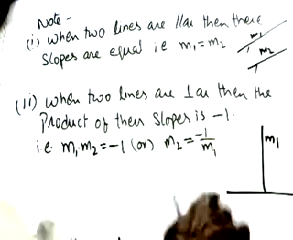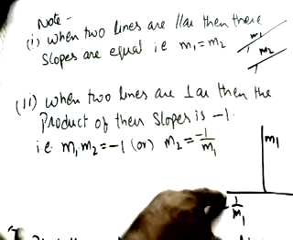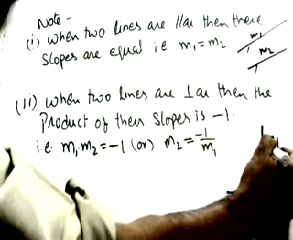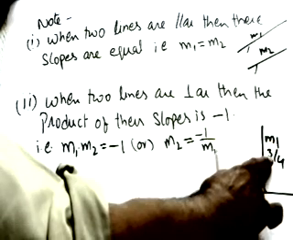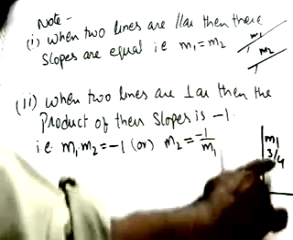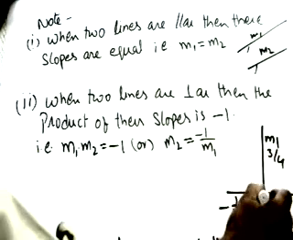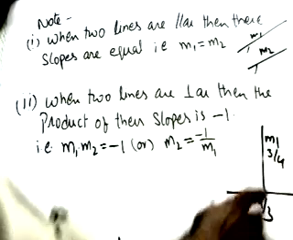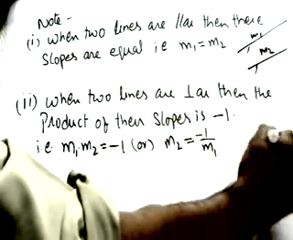Practically, suppose the slope of one line is m1. The perpendicular slope will be minus 1 by m1. So take the reciprocal and change the sign. Suppose this slope is 3 by 4. The slope of the line perpendicular to this is minus 4 by 3. Use the reciprocal of 3 by 4, which is 4 by 3, and change the sign.